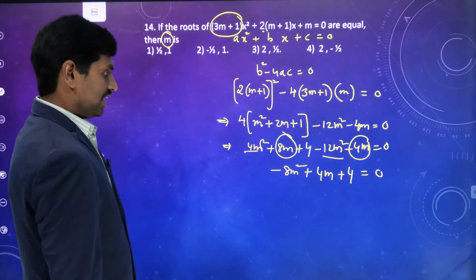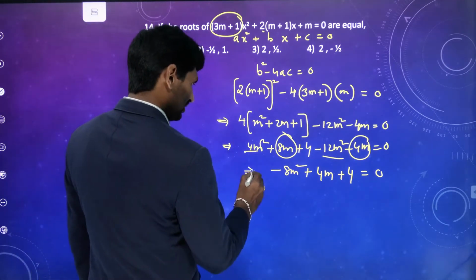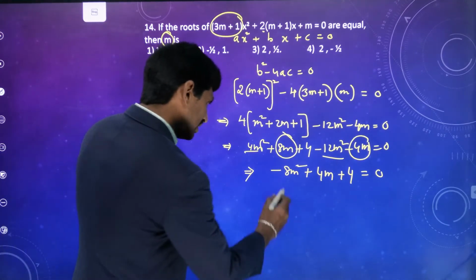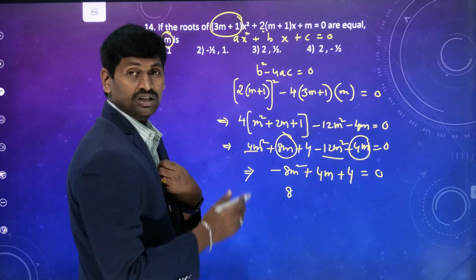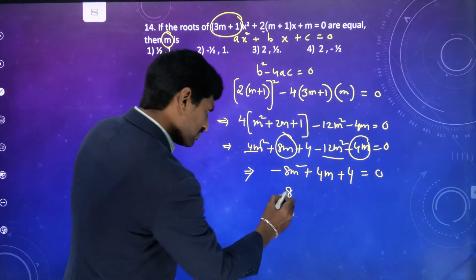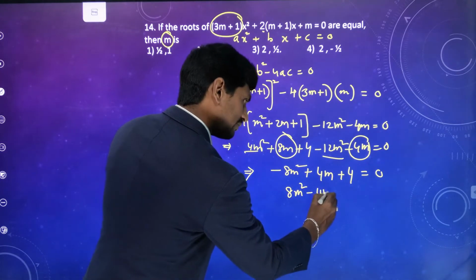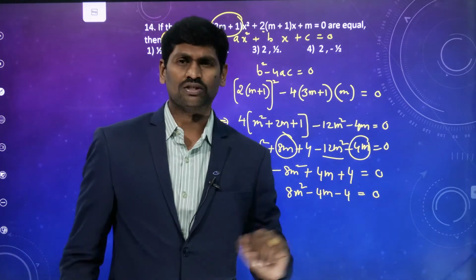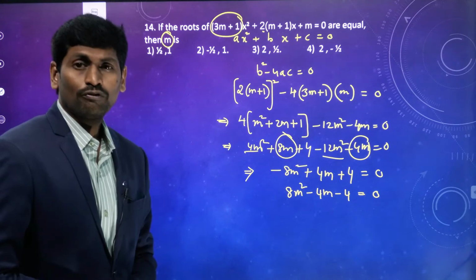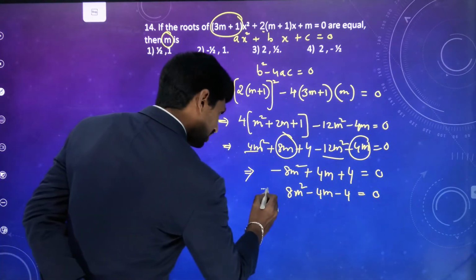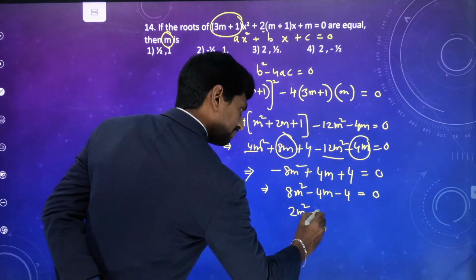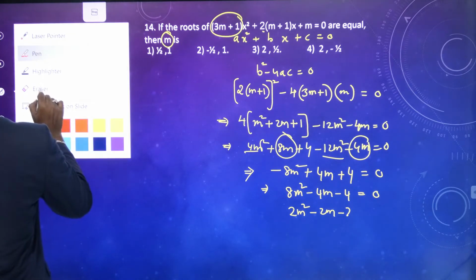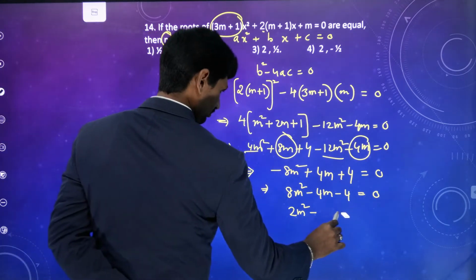Okay, now I am just converting the m square term as positive, so I am multiplying with minus both sides. Every minus term becomes plus, and every plus term becomes minus. So it will be 8m square minus 4m minus 4 equal to 0. I can divide each term with 4 also, because all have 4 as a common factor. That means it will be 2m square minus m minus 1, because I am dividing with 4.